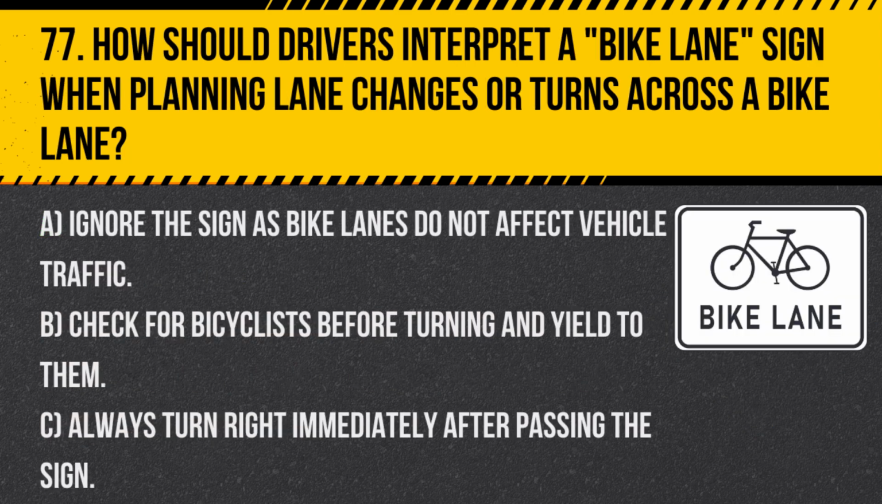Question 77. How should drivers interpret a bike lane sign when planning lane changes or turns across a bike lane? A. Ignore the sign, as bike lanes do not affect vehicle traffic. B. Check for bicyclists before turning and yield to them. C. Always turn right immediately after passing the sign.